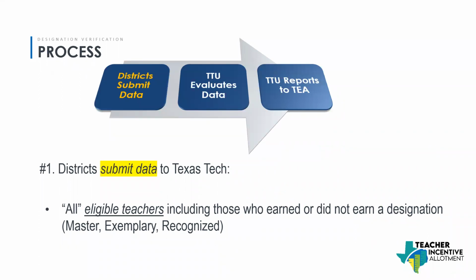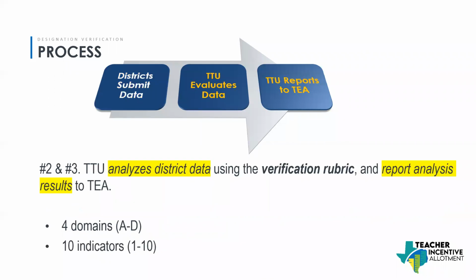The verification process proceeds in three steps. First, districts submit data. The data they submit contain information about all eligible teachers who earned a designation by the district, as well as those who did not earn a designation. Second, Texas Tech analyzes the data and gives a score for each district using the analysis results in a scoring rubric. The verification rubric has been developed by Texas Tech and TEA to include various domains and include indicators of reliable and valid designation of teachers. Once the analysis is done, finally, Texas Tech reports the verification scores to TEA.